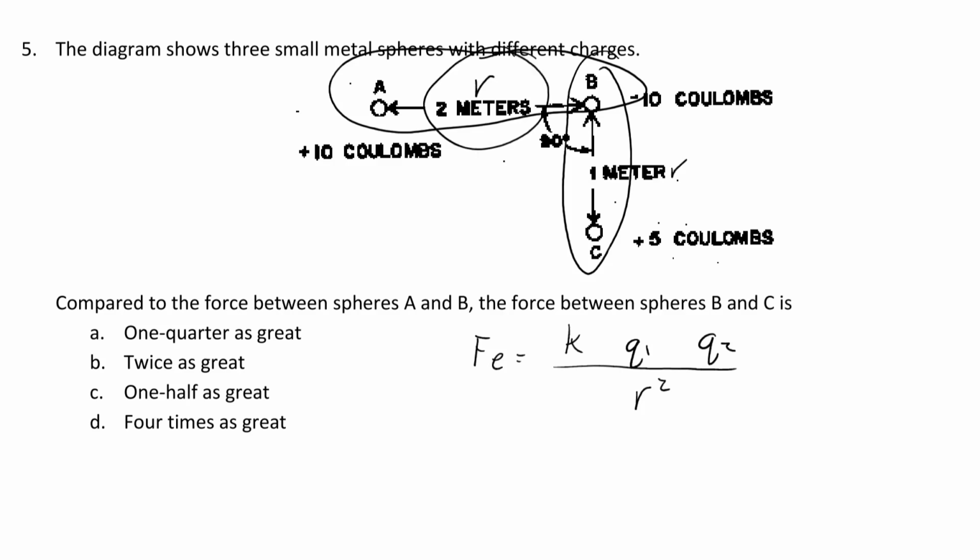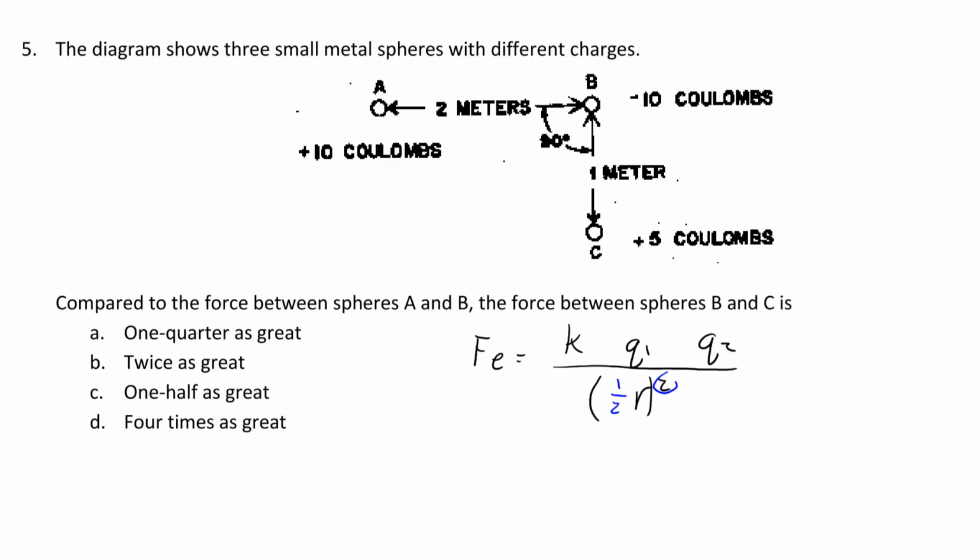We started with 2, and then we went to 1. So we halve our radius. I'll do it in blue like I did before. It's the same type of problem. You halve the radius. Don't forget to square that. But what's happening to the coulombs?